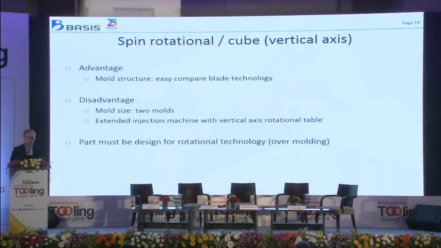Advantage: the mold structure is easy. It's simple, we have no blade inside. The disadvantage: we have two molds, and we need an extended injection machine with a vertical axis table and two injection units. The part must be designed for rotational technology.